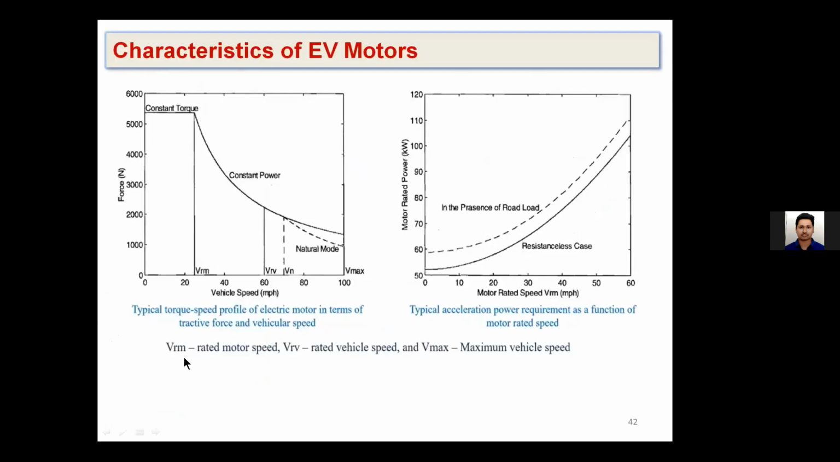VRM is with respect to the motor rated. The motor will have some rated speed. This is with respect to the motor's rated speed. VRV is with respect to the complete vehicle. So vehicle is different, motor is different. Of course, these should be almost close. Vehicle speed may be slightly higher. This is the rated vehicle speed, and this is the maximum vehicle speed which can be obtained. So this is with respect to the motor and this with respect to the overall vehicle.